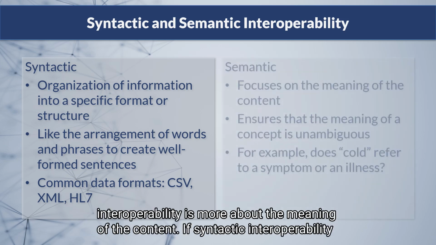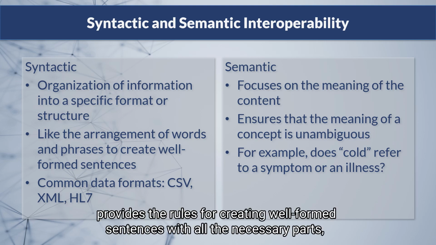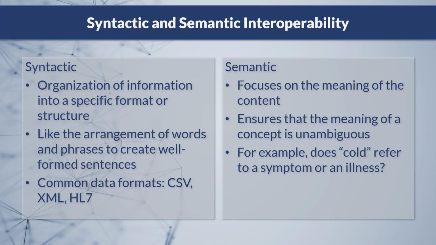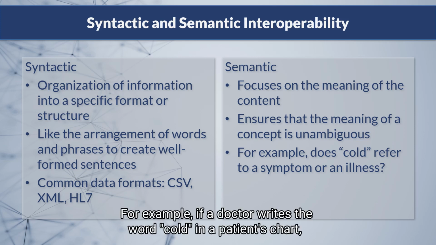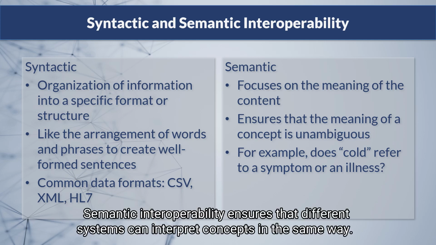Semantic interoperability is more about the meaning of the content. If syntactic interoperability provides the rules for creating well-formed sentences with all the necessary parts, then semantic interoperability ensures that we can derive the same meaning from the selected words. For example, if a doctor writes the word cold in a patient's chart, does that mean the patient was feeling cold, or that they had a diagnosis of a cold? Semantic interoperability ensures that different systems can interpret concepts in the same way.